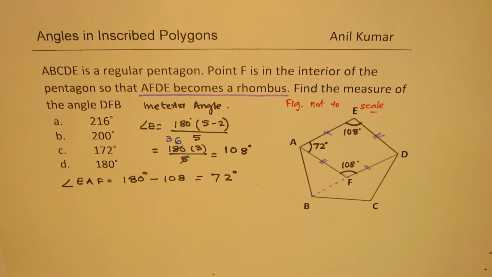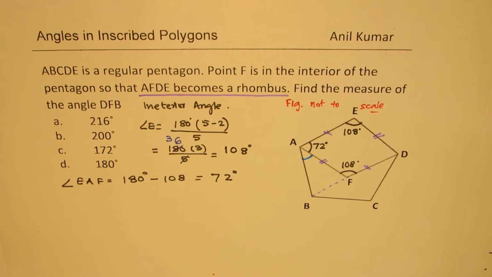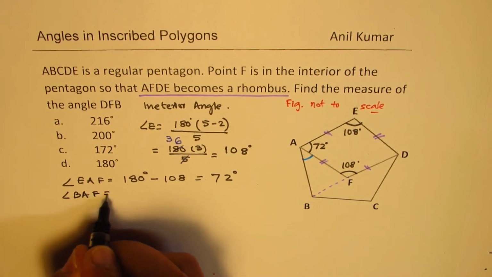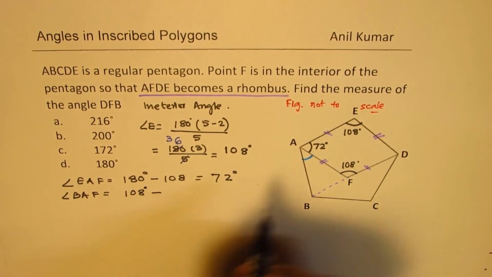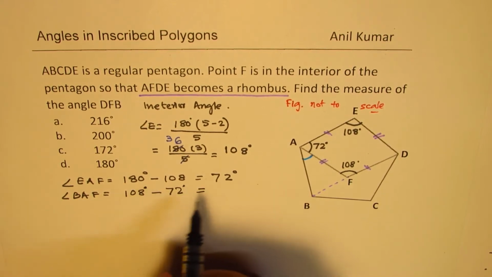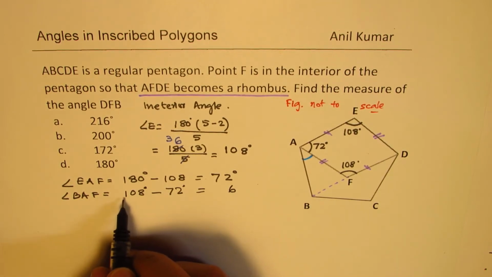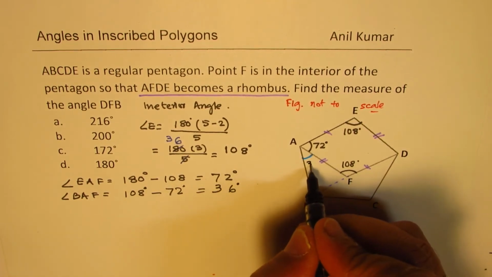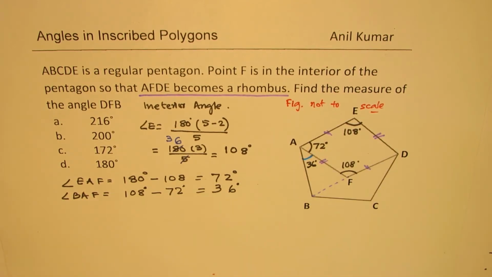Now we can also find this angle, right? So the angle BAF should be how much? Well, angle BAF should be equal to, see the total is 108, right? So it'll be 108 degrees minus 72. If you do that, 8 minus 2 is 6, and 10 minus 7 is 3, so 36 degrees, right? So this angle is 36 degrees, since the sum should be 108. It's a vertex of a regular pentagon.